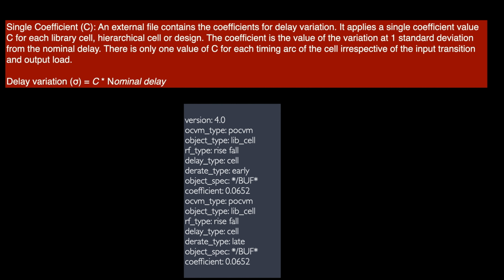Alright, let's take a quick look at an example of a POCV coefficient file. This is how it looks. We have the information on version, which is shown at the top of the file, and also the OCVM type, which is POCVM. This particular coefficient file is defined for a lib cell, which is the buffer cell, and we have two different coefficients, one for the early and one for the late.